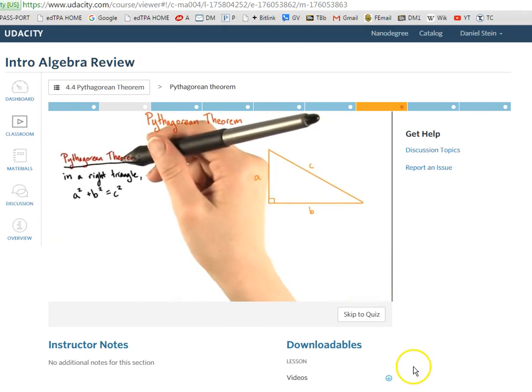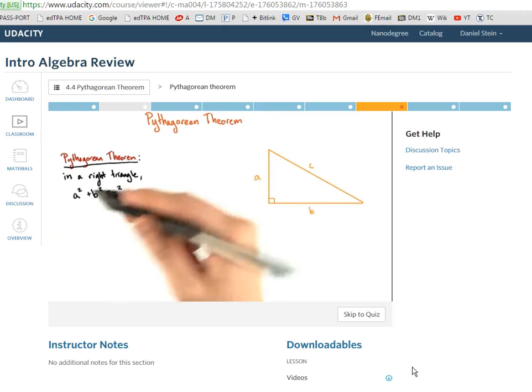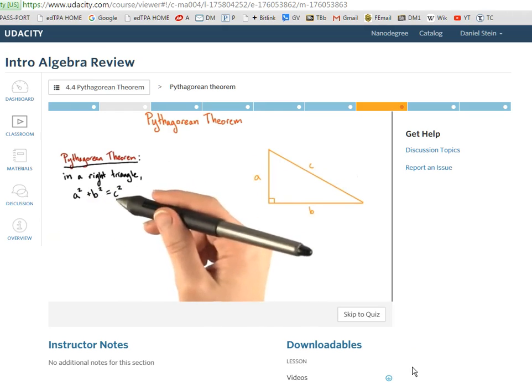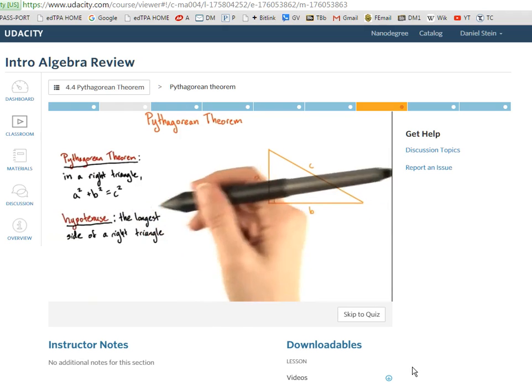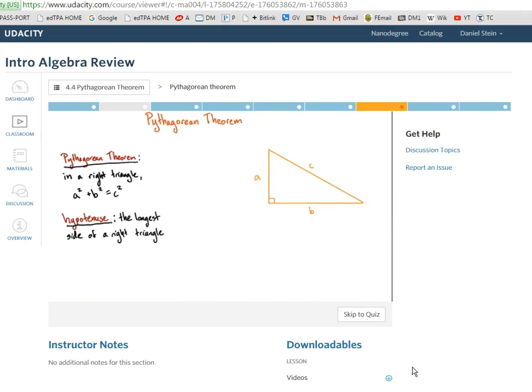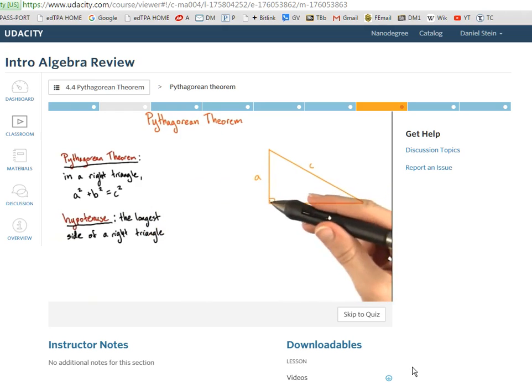The Pythagorean theorem states that in a right triangle, a squared plus b squared equals c squared, where a and b are the lengths of the legs of the right triangle. The legs are the two sides that make up the 90-degree angle, and c is the hypotenuse. The hypotenuse is the longest side of a right triangle. It's also always opposite the right angle.